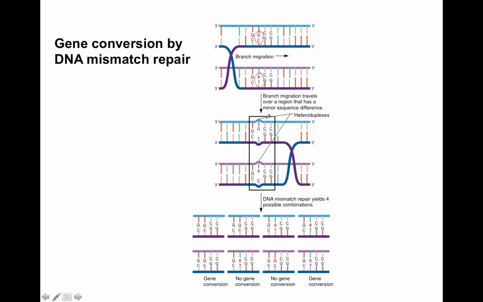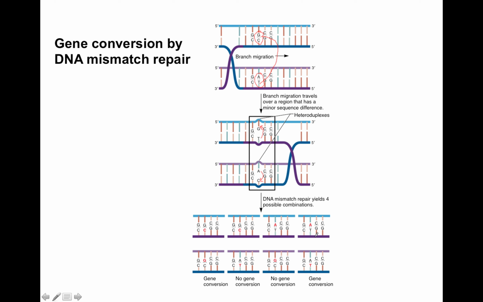As the branch migration travels over this region, we're going to flip this DNA now up to hydrogen bond to this DNA here. And when that happens, we've created a mismatch. Okay, so now this T is trying to base pair with this G up here. Here's the T trying to base pair with the G. Okay, we know that's not a correct base matching. And then this A is going to try and base pair with this C. So that's a mismatch. Okay, when the mismatch is resolved, it can be resolved in 4 different possible combinations.